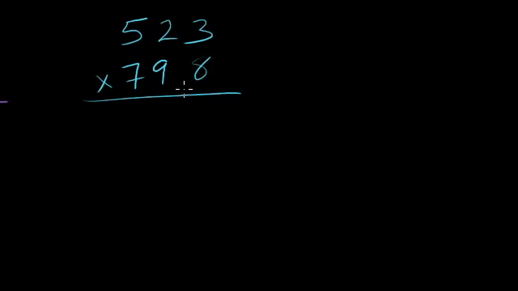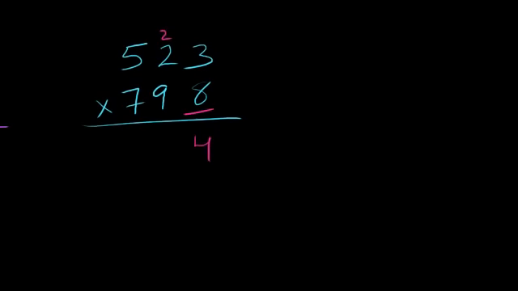So we start with 8 times 523. 8 times 3 is 24. Stick the 2 up there. Now 8 times 2 is 16. 16 plus 2 is 18. Put the 1 up there. 8 times 5 is 40. Plus 1 is 41. So 8 times 523 is 4,184.